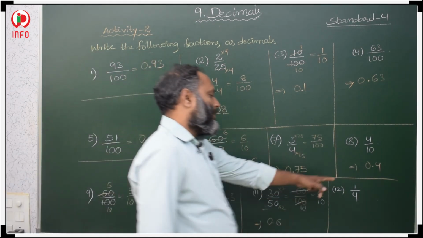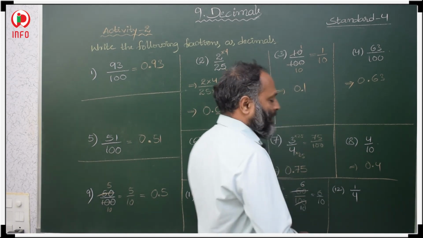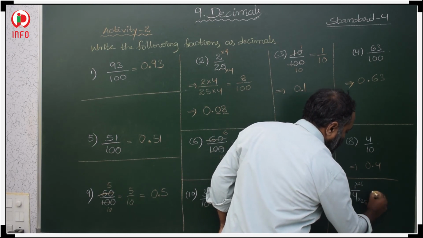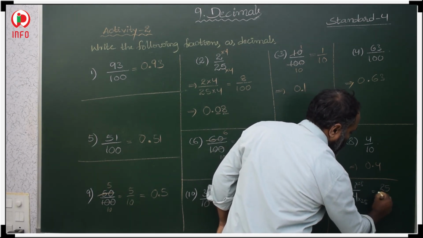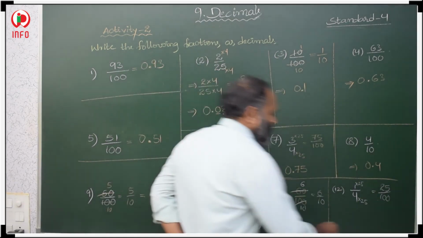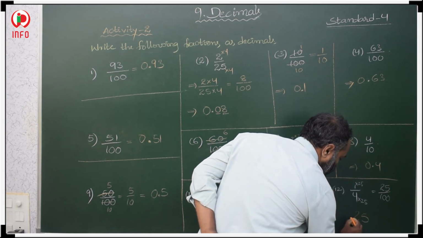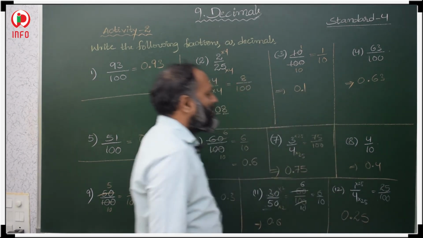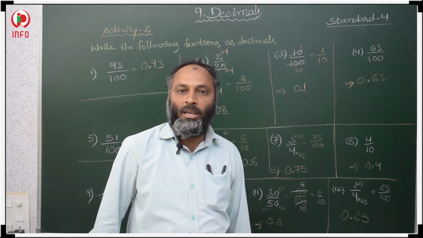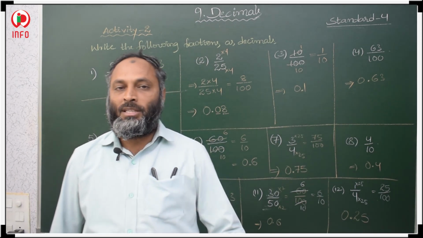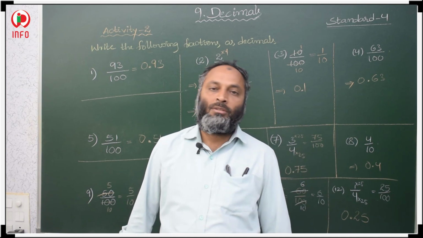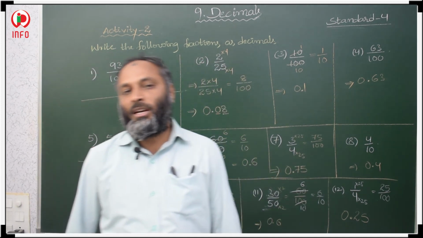Now 1 by 4. First we make it 100 by multiplying numerator and denominator by 25. 25 ones are 25, 4 25s are 100. 25 hundredths means after 2 places we keep a decimal. This is the way to convert the given fractional values into decimals, by making the denominators hundreds, tens and thousands. So for what number we have to multiply to get that, we have to think and write. Okay.